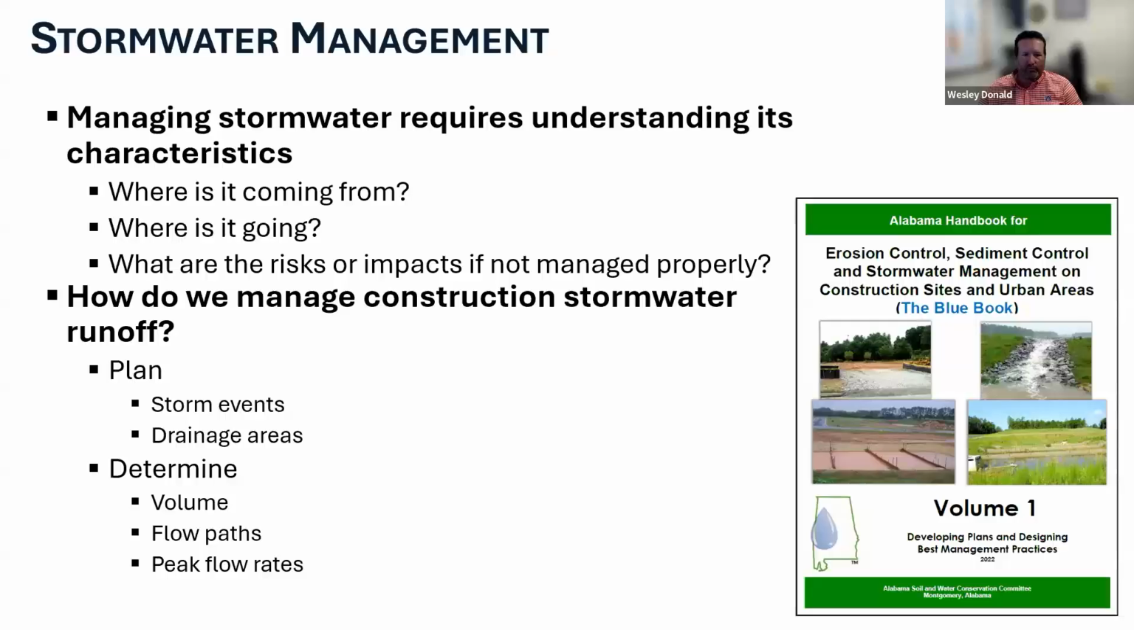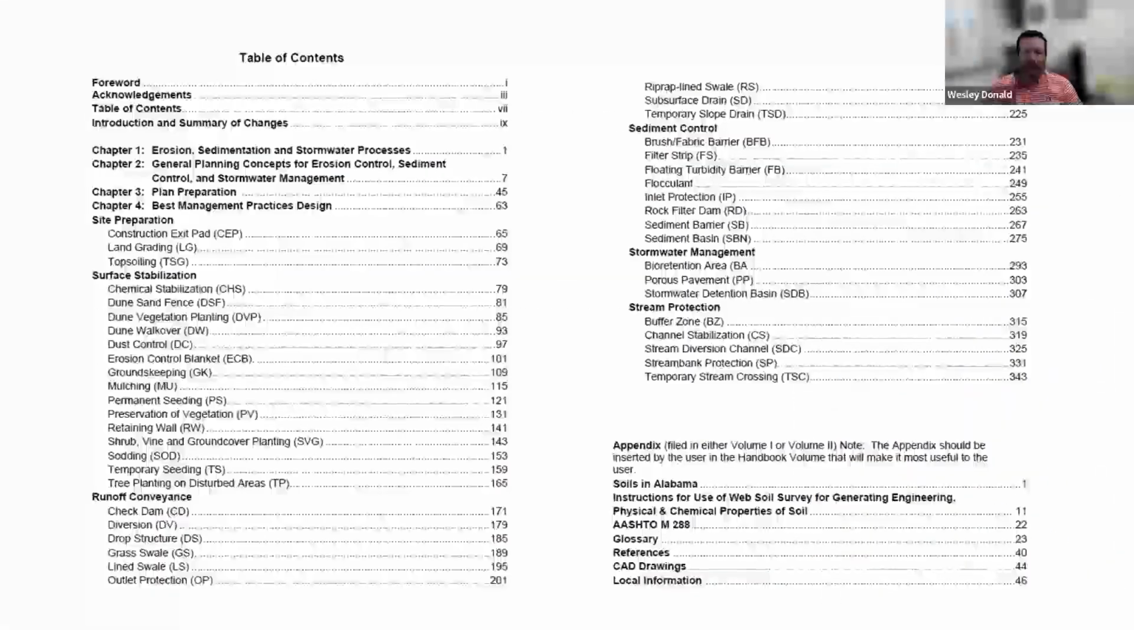So we plan for the storm events that we predict for the one, two, three year time period we're under construction, as well as the drainage areas that we're managing and that are producing the runoff. From that, we're determining volume, flow paths, and peak flow rates. These are all things that we need to do, but determining does not mean controlling. And again, controlling is something that we really need to consider.